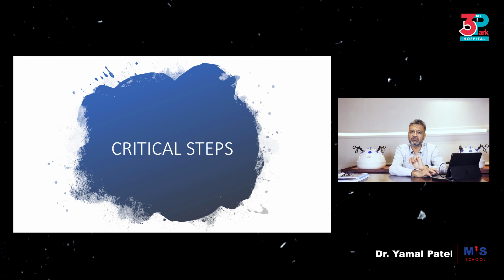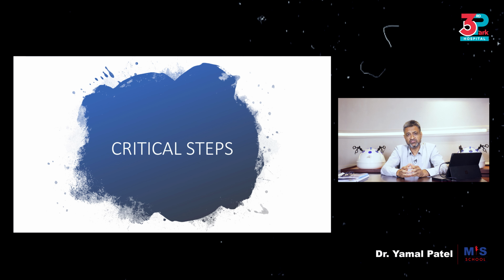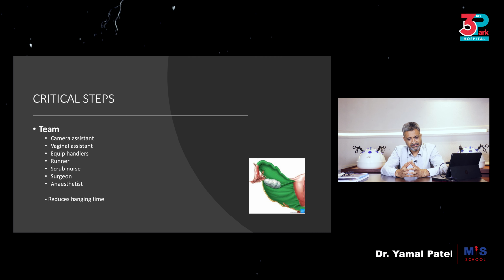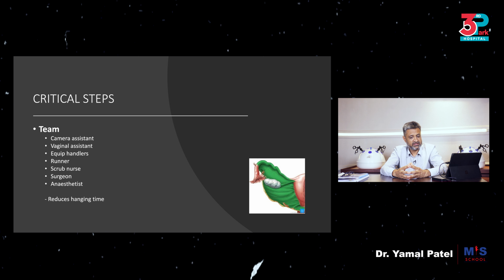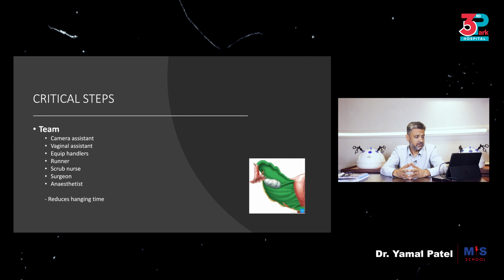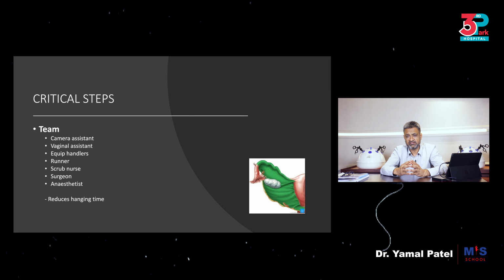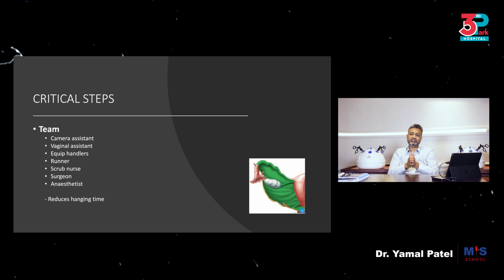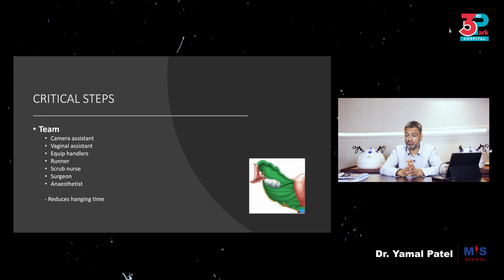So what are the critical steps of TLH? The critical steps that are necessary for a successful TLH would be, number one, having the right team. So the right team here would mean having a camera assistant, a vaginal assistant, equipment handlers outside, the runner and the scrub team, and obviously the surgeon and the anesthetist. This reduces hanging time if everybody knows what they're supposed to do. So the team should be in place and should know exactly what to do.